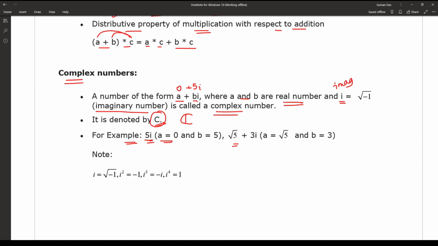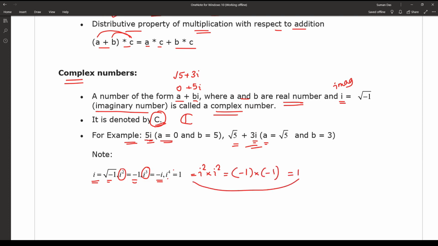Suppose square root of 5 plus 3i, where a is square root of 5 and b is 3. That is another example of a complex number. We have to remember small i is equal to square root of minus 1. Hence i square is equal to minus 1. i cube is minus i. i to the power 4 means i square into i square, that is minus 1 into minus 1. Hence we get 1.